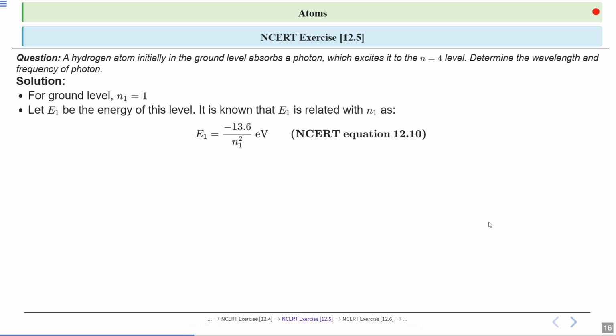So let's substitute n1 equal to 1 in the formula. The formula is E1 equal to minus 13.6 upon n1 squared electron volt. This is NCERT equation 12.10. By substituting n1 equal to 1, we get E1 equal to minus 13.6 upon 1 squared, which gives minus 13.6 electron volts.